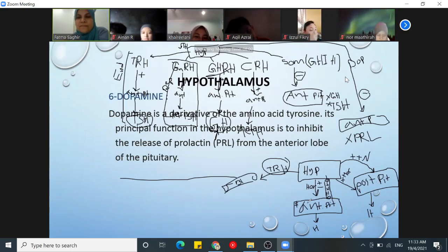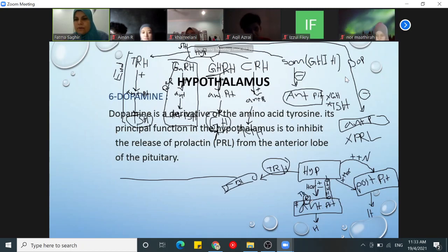Is it because there are only receptors there? Yes, thank you. That's it. So we have receptors at the anterior pituitary. Because of those receptors, thyroid releasing hormone can bind with them, and this makes the anterior pituitary release thyroid stimulating hormone.